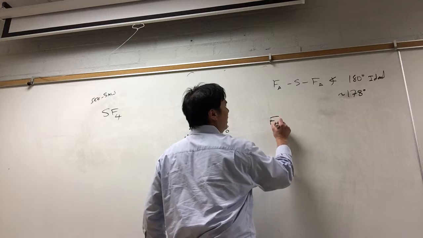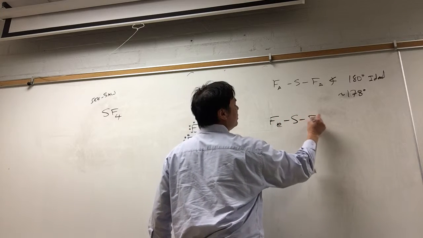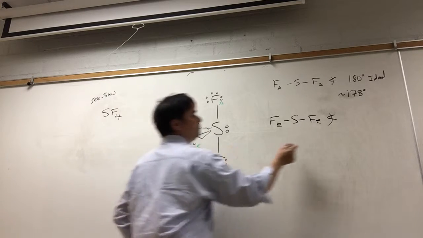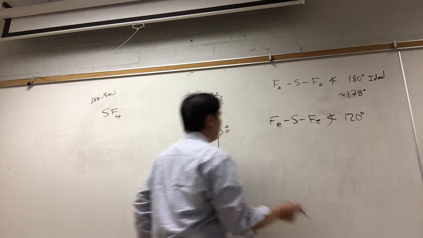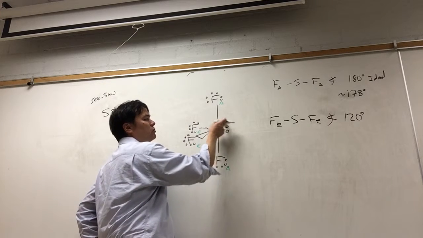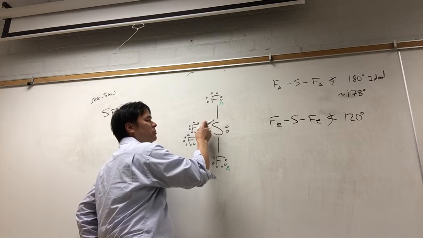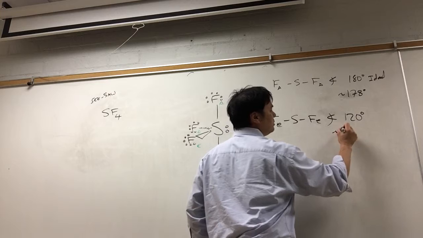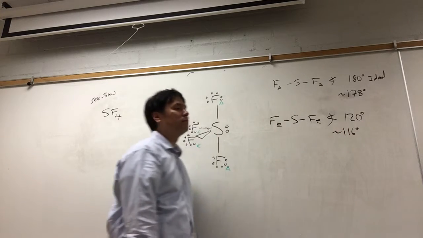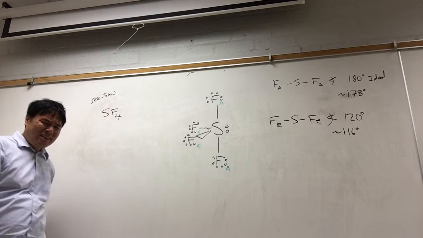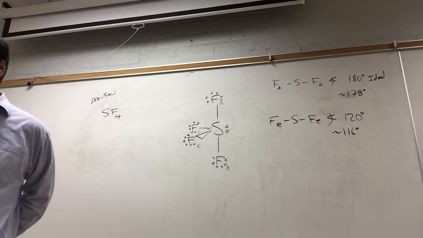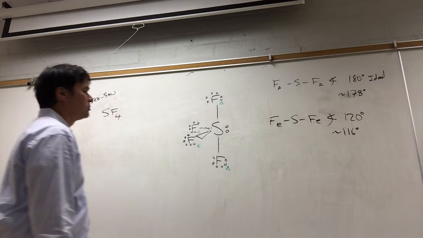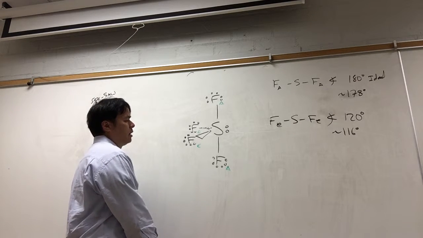And then let's go equatorial to equatorial. The equatorial angle should be 120, because that's in the trigonal planar. But because of this lone pair here, we expect a distortion here and a distortion here. So it distorts this one 2 degrees and distorts this one 2 degrees, then there's going to be a 4-degree compression here. And so we'll just guess around 116 degrees for this. Again, these can be way off too, because it depends on how big the atoms are and other factors. The distortions might not be as significant as predicted.